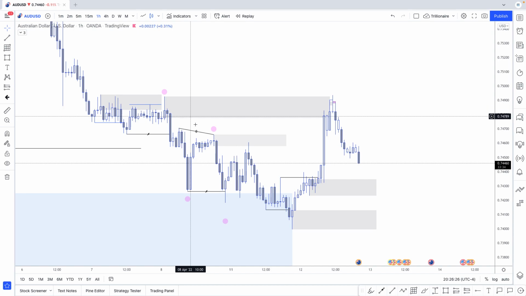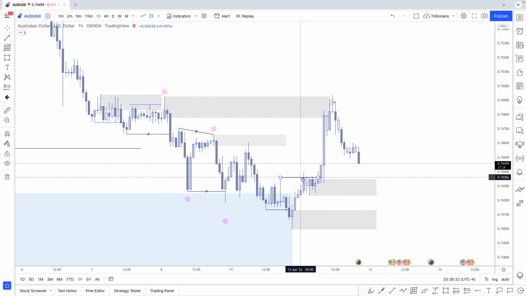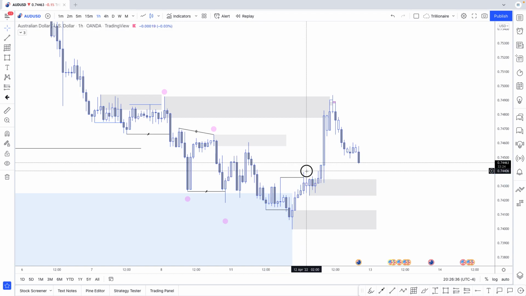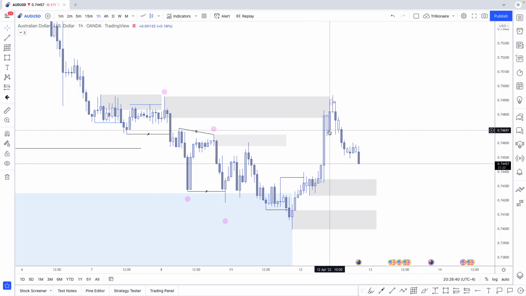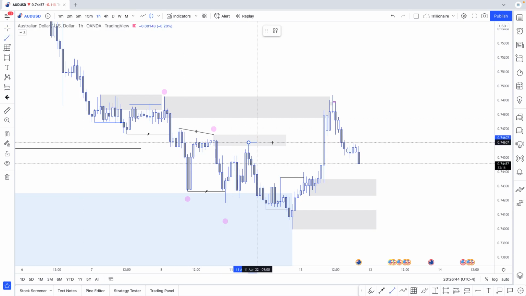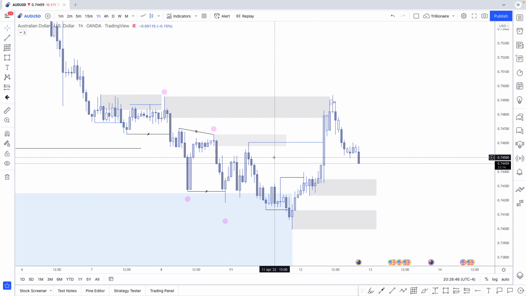As we can see here, price continues to push to the downside. We tap into this higher time frame zone, and then we see that we have an H1 change of momentum right here. If you're using candlestick wicks, this would be the change of momentum here. Then we see price push to the upside, and we continue to break our structure that was created internally within this region here.